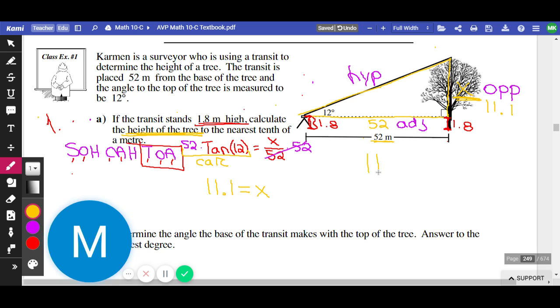So 11.1 plus 1.8 tells me the true height of the tree is 12.9 meters. That's the height of the tree. So just make sure with word problems that you're answering the question.